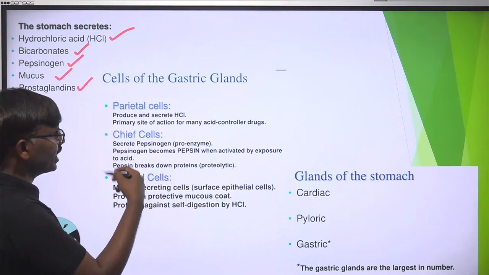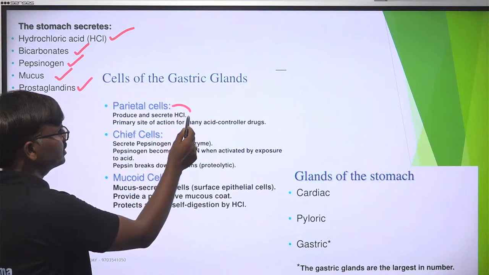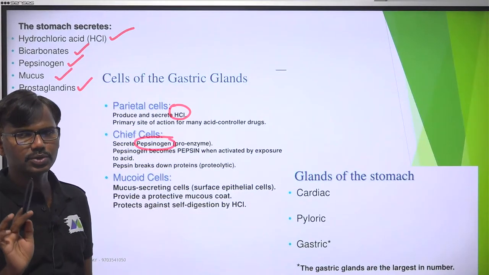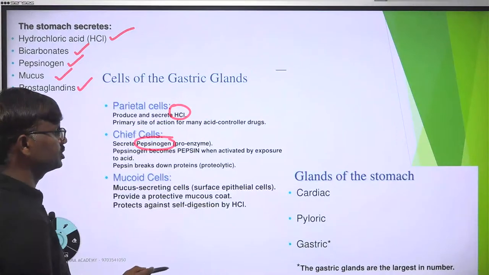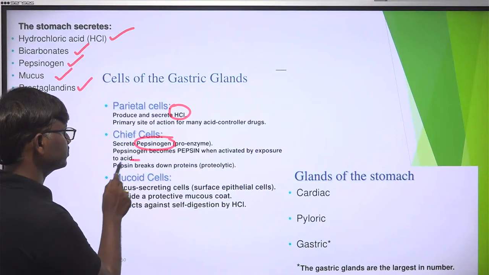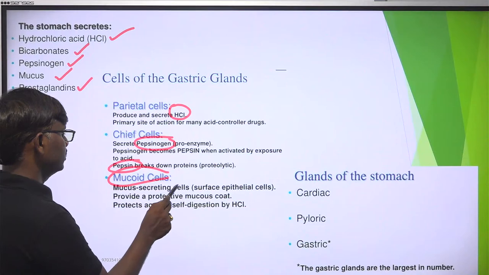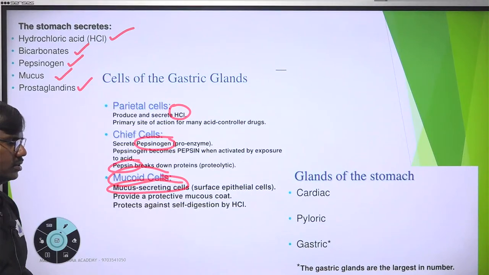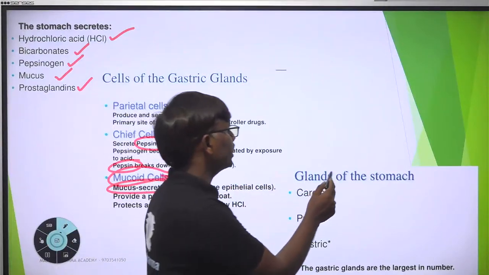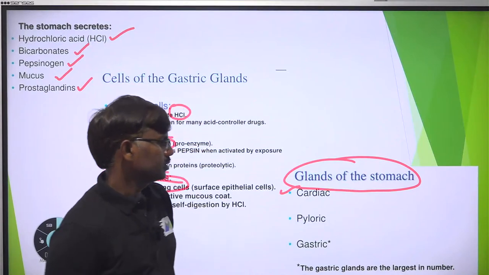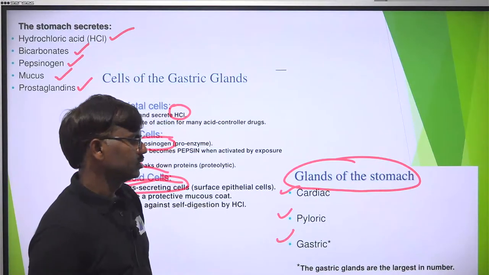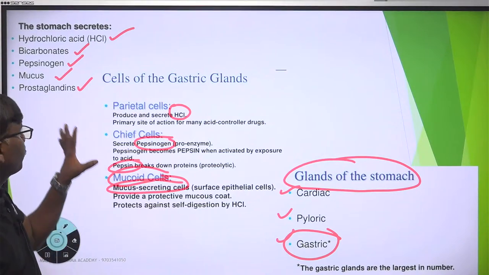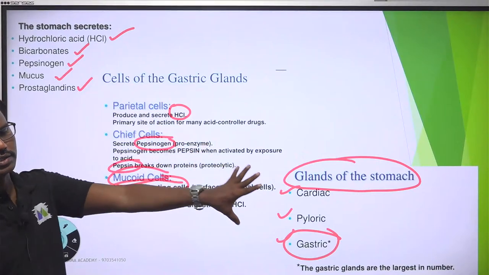And what are the cells that secrete different kinds of chemicals in the stomach? Parietal cells will release the HCl. Chief cells will release the pepsinogen and pepsin. Then mucoid cells will release the mucus, which protects the mucus coat from self digestion by HCl. And then what are the important glands of the stomach? Cardiac, pyloric, and gastric. Among these, the gastric glands are the most common and largest in number. So remember these important points: what is secreted and from where, the important things regarding the stomach.